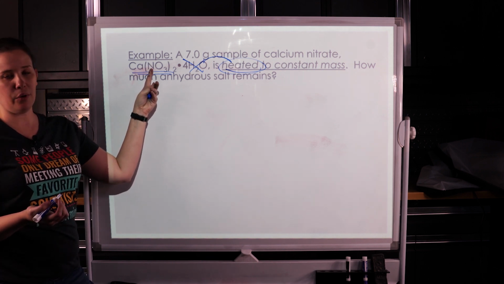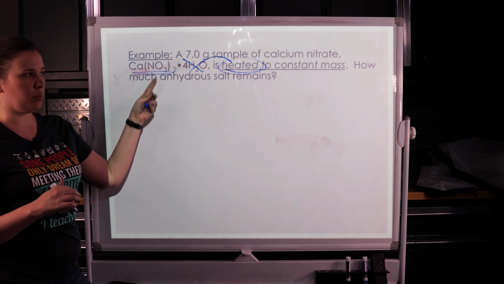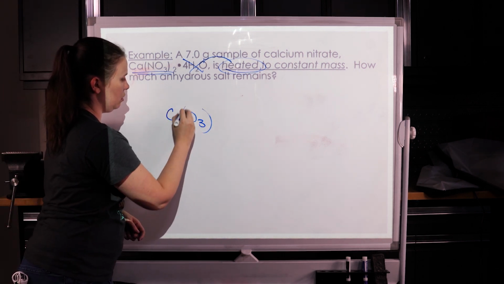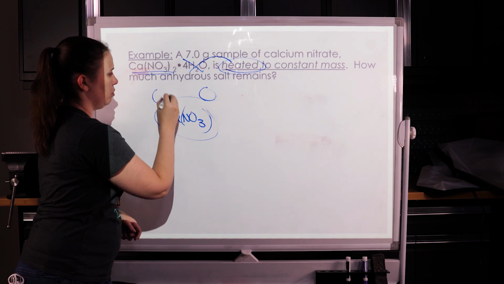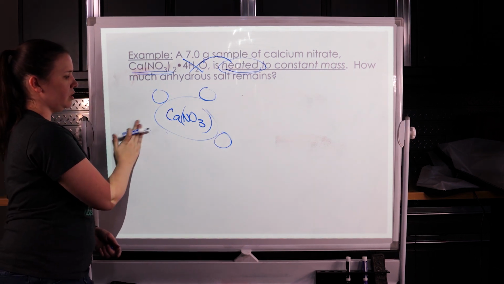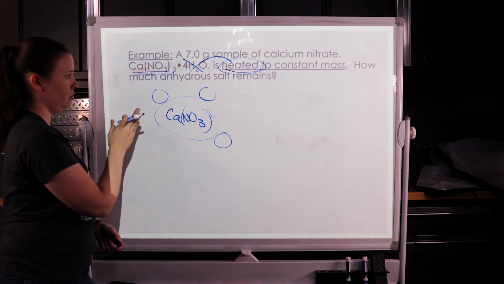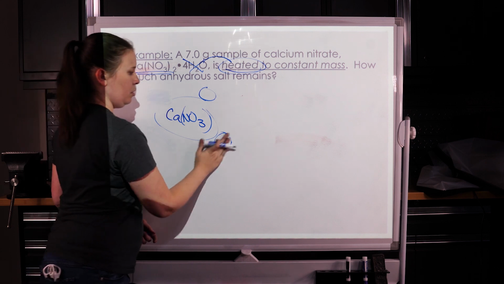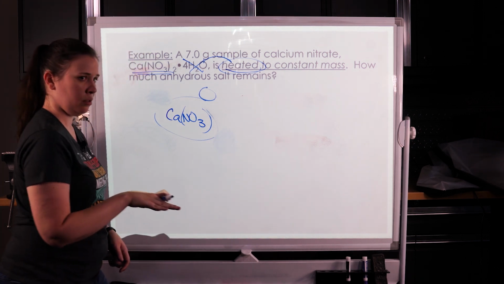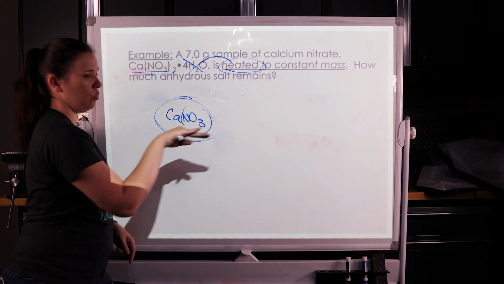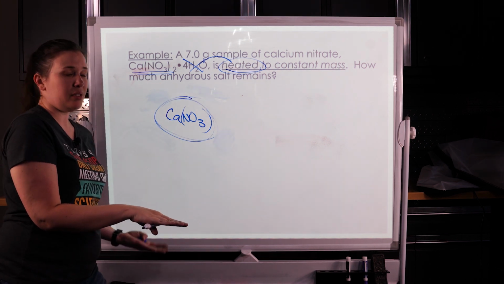This bond is not going to break. Remember the ionic bond being the strongest bond? So say I have my calcium nitrate, that's not going anywhere. And I have just 4 water molecules around it. As I heat it, maybe one will leave, mass will drop a little. Another one will leave, mass continues to drop. More water leaving, continuing to drop. Once I've gotten rid of all of the water, nothing else is leaving.